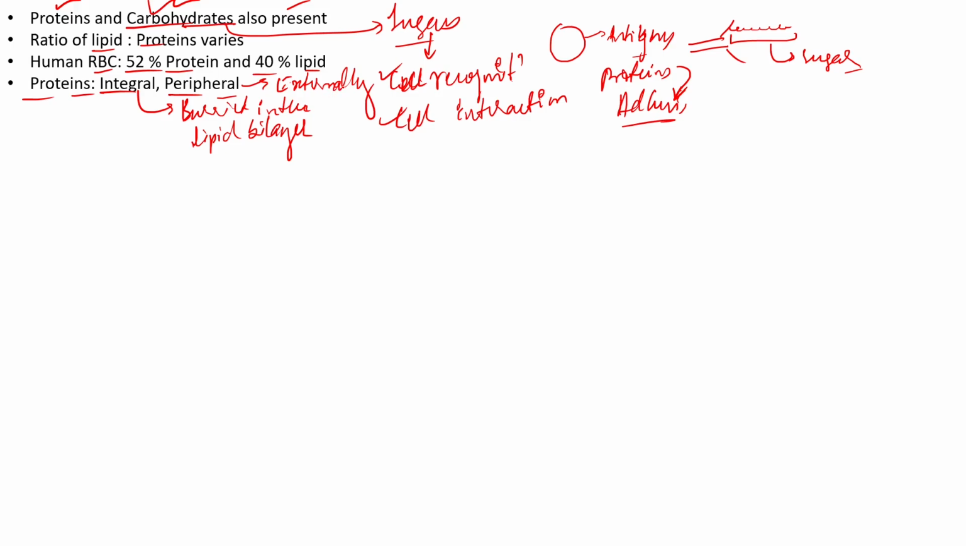So now how do we classify the proteins? We are saying it is an integral protein, we are saying it is a peripheral protein. On what basis are we telling that the proteins in the cell membrane are integral or peripheral? It is mainly based upon the extraction. What do you mean by extraction? Extraction means mainly removal.